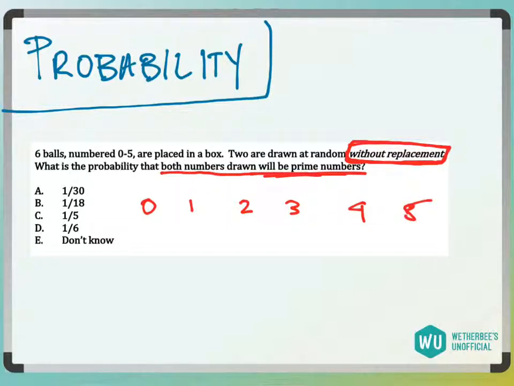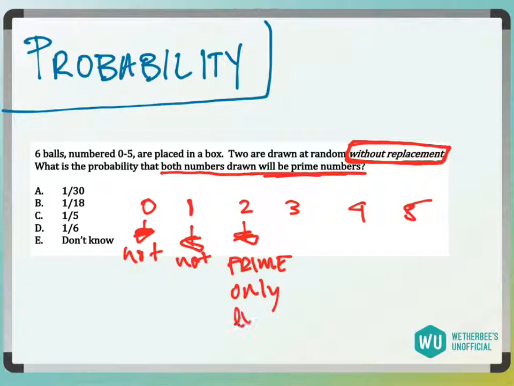So first things first, 0 is not prime. Number 1 is not prime. A big mistake I see with prime numbers in general on these tests is thinking that 1 is prime. 1 is not prime. Number 2 is prime. It's the only even prime number. 3 is prime, 5 is prime, and 4 is not prime, because 2 is the only even prime.